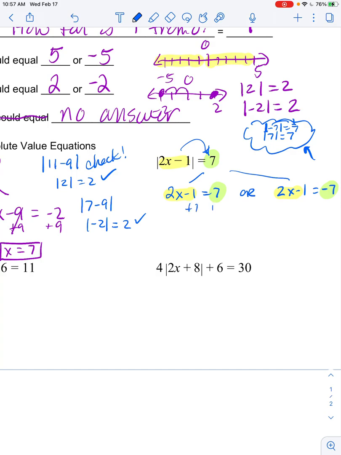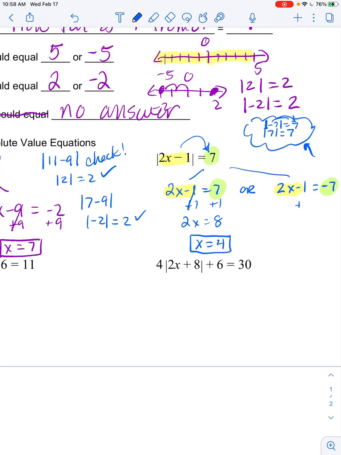Here I need to add 1. So your solving skills, the better you are at solving, the easier this part will be. Then I'm going to divide by 2. So 4 is one of my possible outcomes. Here I still add 1, but now I'm going to have 2x equals negative 6. Dividing by 2, x equals negative 3.